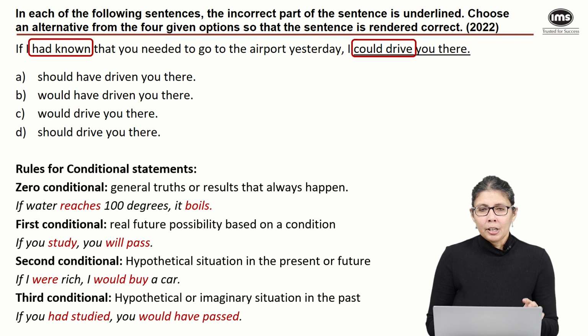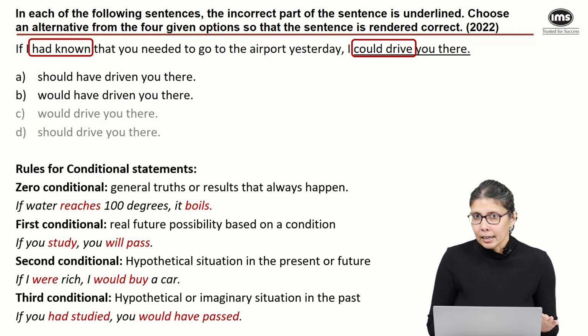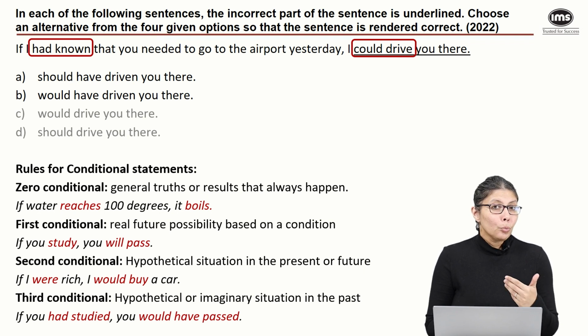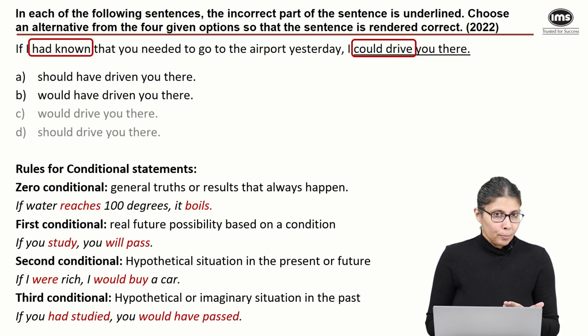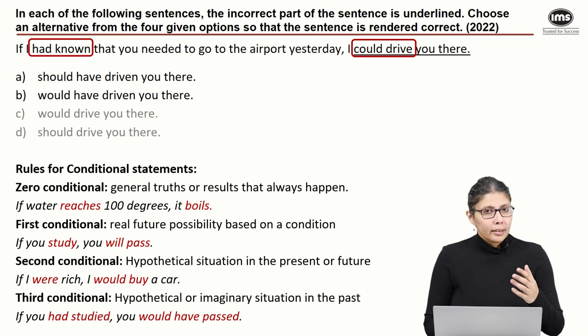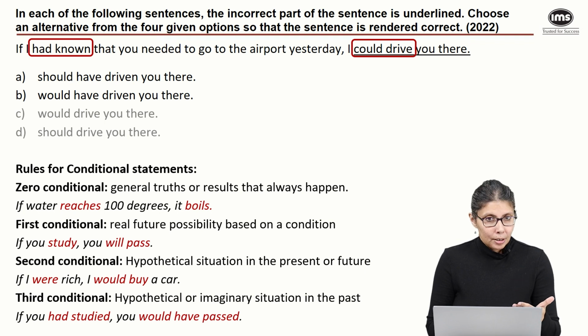We should be able to say that C and D cannot be our answer because it cannot be would drive or should drive. It should have been would have or should have. So, C and D get eliminated. Now, we have two close options, should have driven versus would have driven. Now, the original sentence tells you that someone needed to go to the airport. If someone needs to go, then we would have done something for them.